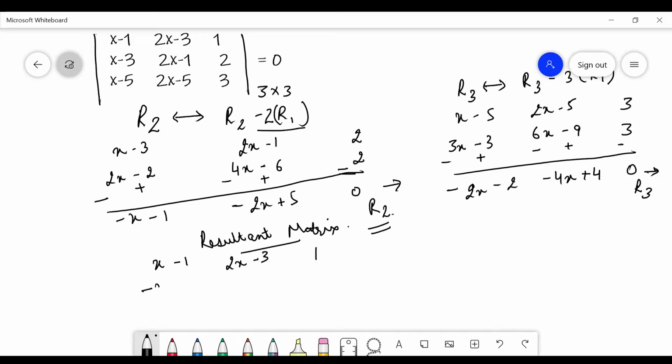So I will write here as minus x minus 1, minus 2x plus 5 and 0. And my new third row is minus 2x minus 2, minus 4x plus 4 and 0. So this is my resultant matrix, right?